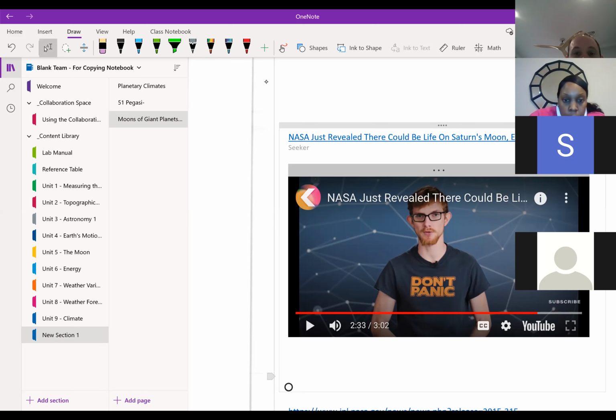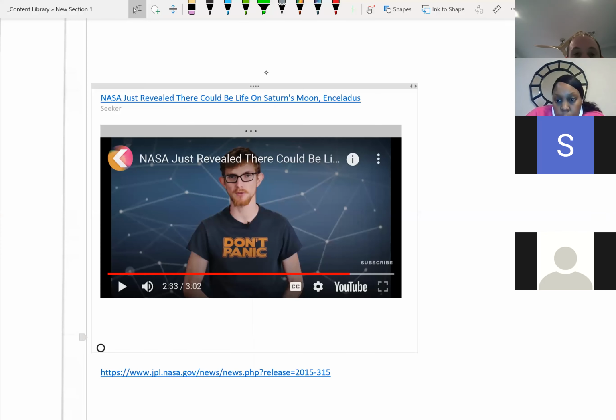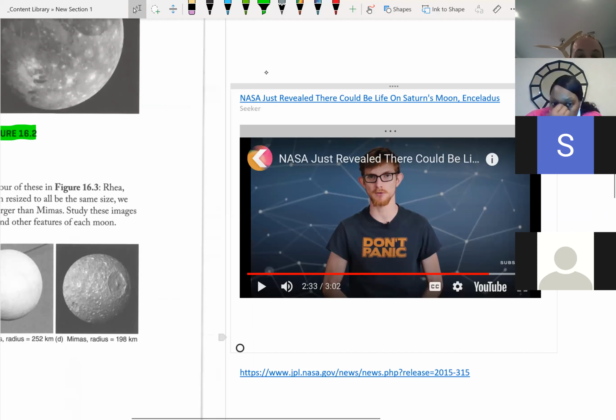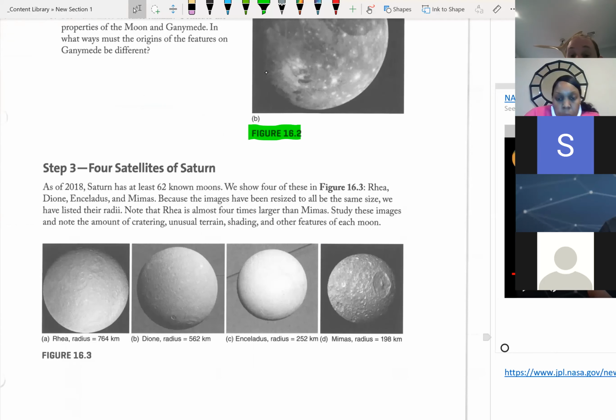Okay, so go back here. So Enceladus, right? Really interesting stuff going on there. They have oceans underneath the surface, and they believe that if there's going to be a chance of life in our solar system, it might be on the moon going around Saturn.